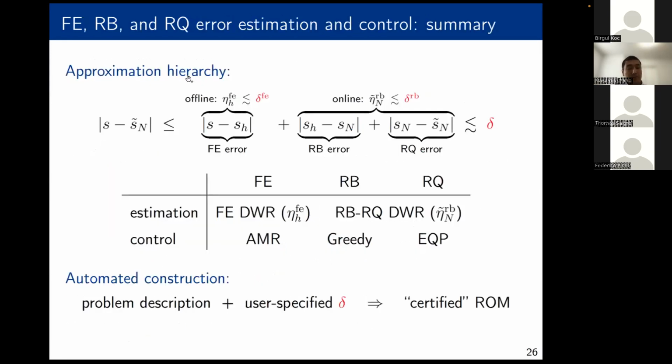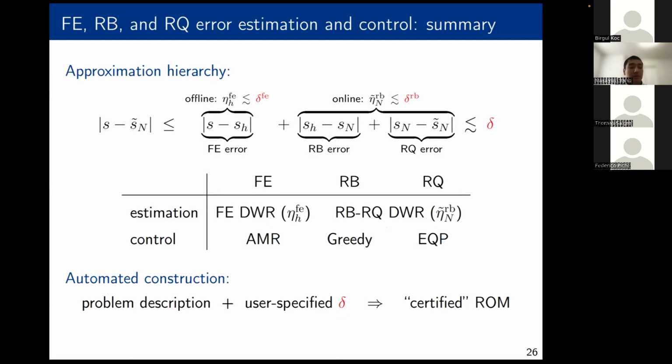And the reason it works well is because, I want to review this approximation hierarchy that we introduced in the beginning. We said the error between the PDE and hyper-reduced output is a sum of the error coming from finite element, reduced spaces, and reduced quadrature. Now, we have devised a method to estimate the error due to finite element and this ROM approximation based on DWR. One of them is just based on standard finite element DWR. The other one is the reduced model approximation of the DWR. And we have a means of controlling these errors using AMR, greedy algorithm, and empirical quadrature procedure.